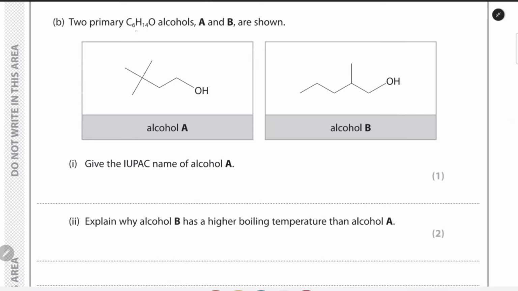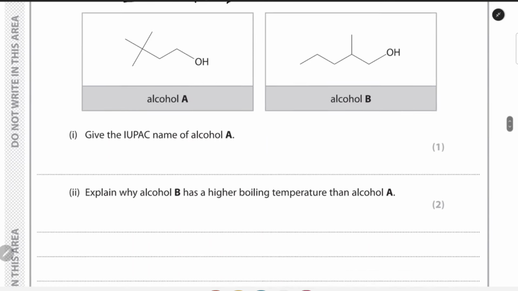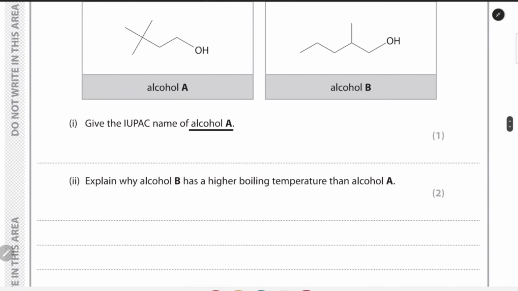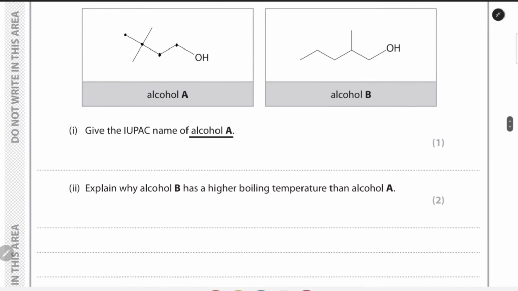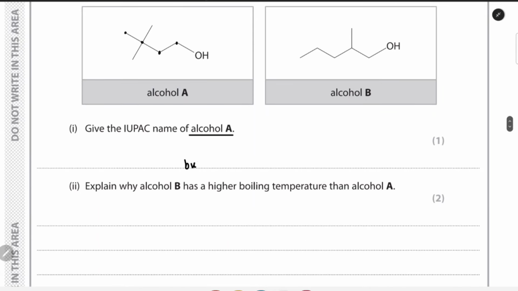Now we are given that C6H14, 2 primary alcohols of this formula, A and B. They are given over here. We have to find the IUPAC name for alcohol A. So if I look over here, so 1, 2, I'm finding the number of carbons in the longest chain. So this is 1, 2, 3, 4. So this is a butanol. I'll put the OH in the first carbon. So I'll start counting from here. So 1, 2, 3, 4.